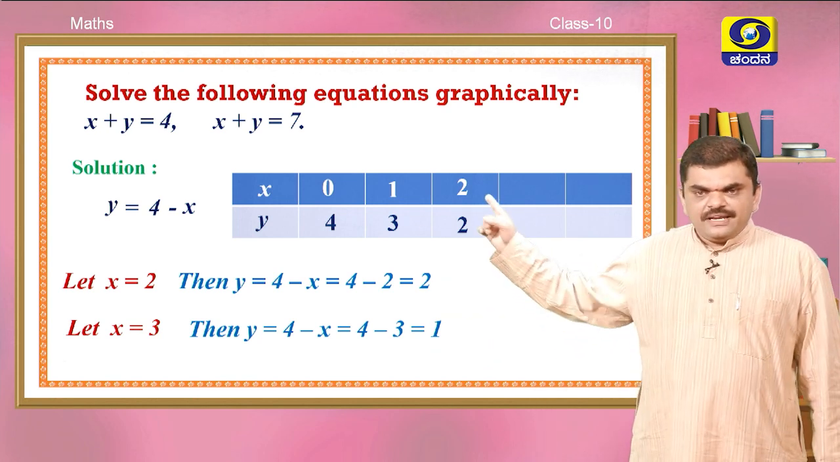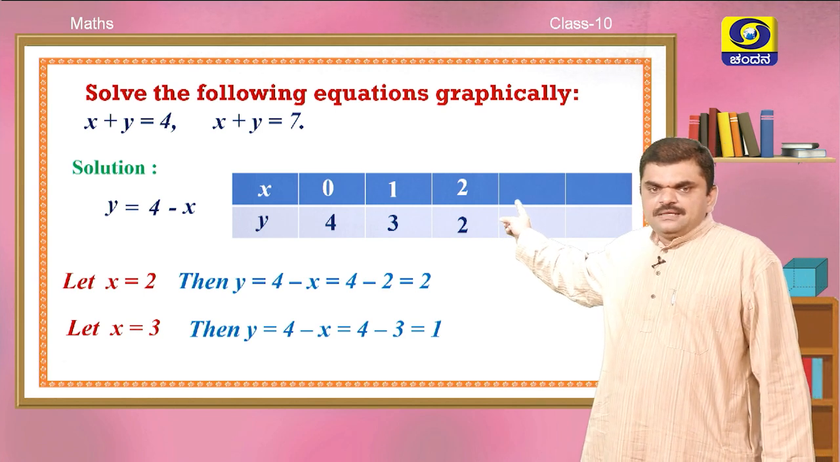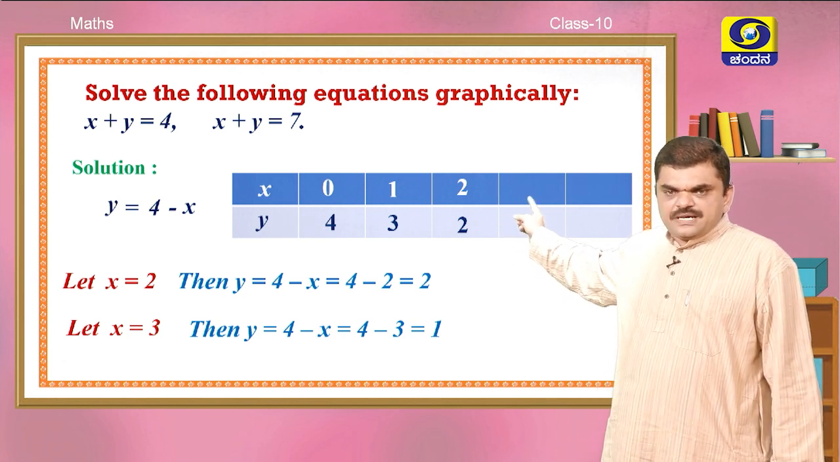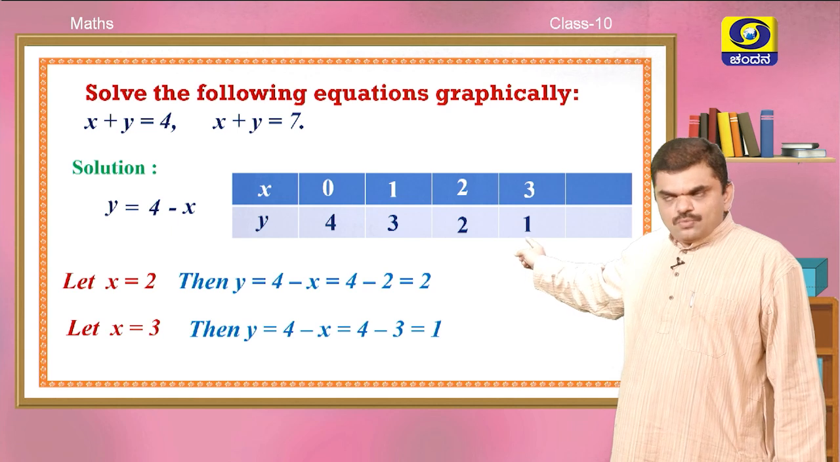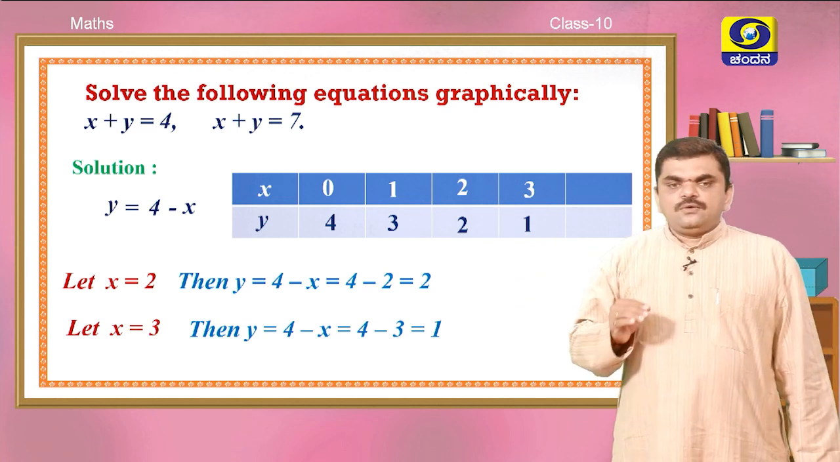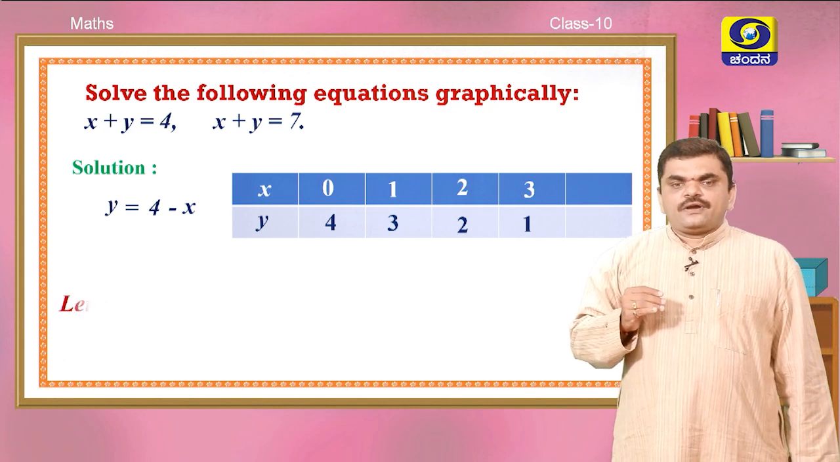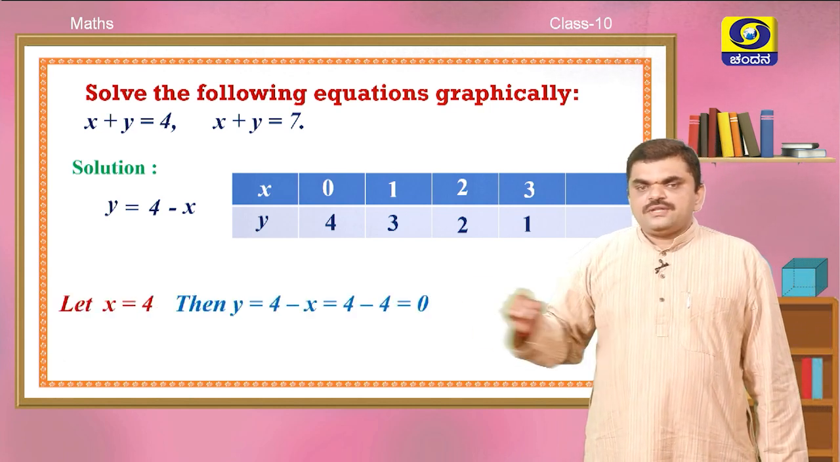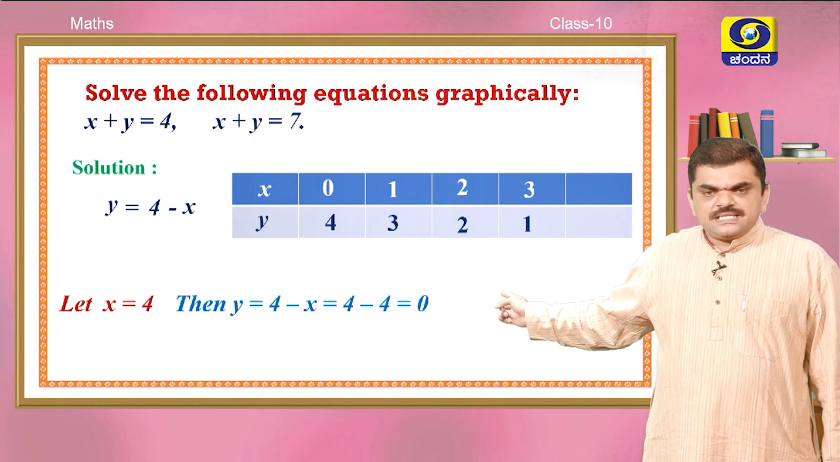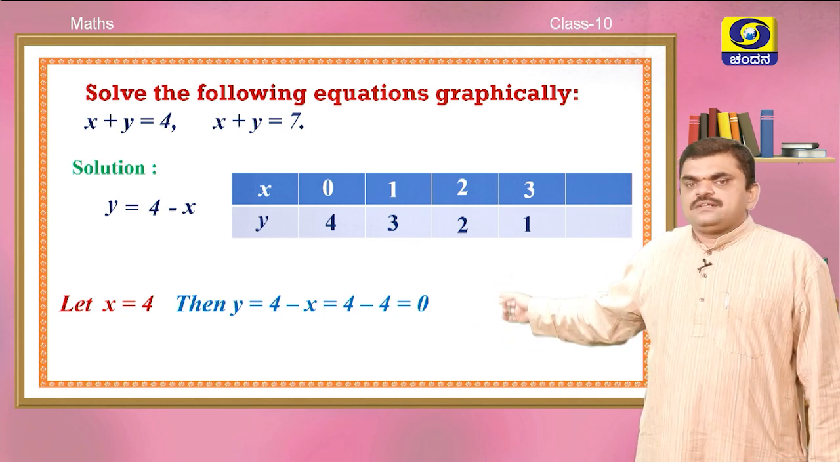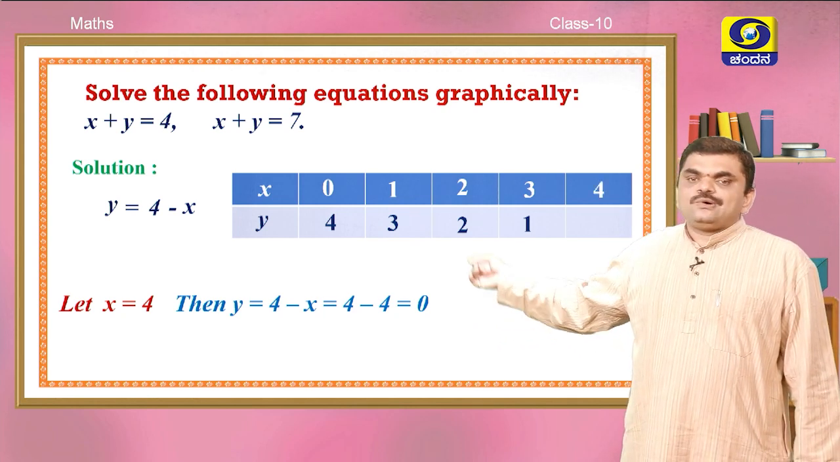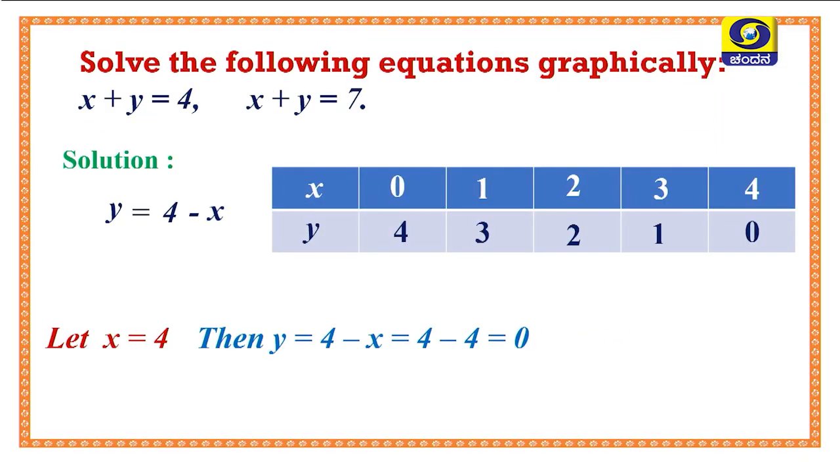So, when writing in the table, 3 comma 1: when x becomes 3, y becomes 1. Very good. Now give another value, x is equal to 4. Then y becomes 4 minus x, that is 4 minus 4, that is equal to 0. So, when x becomes 4, y is equal to 0.